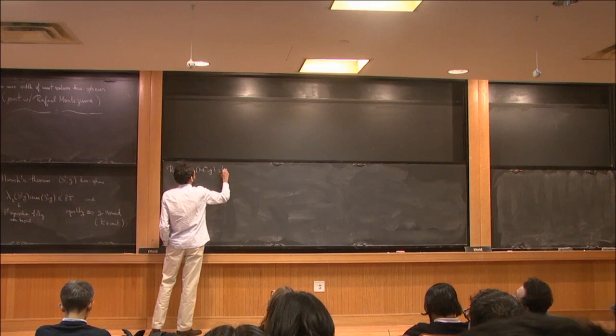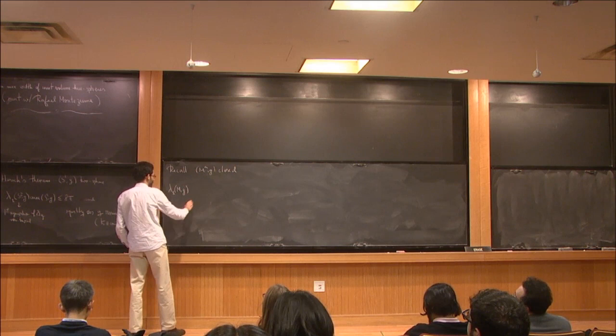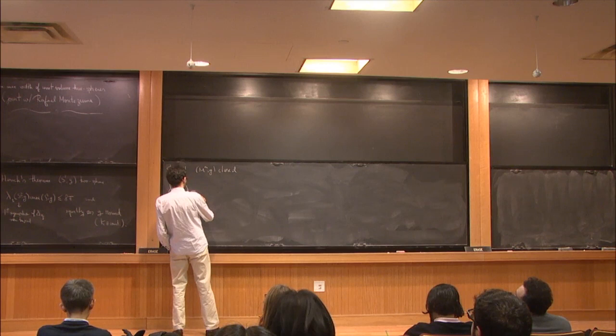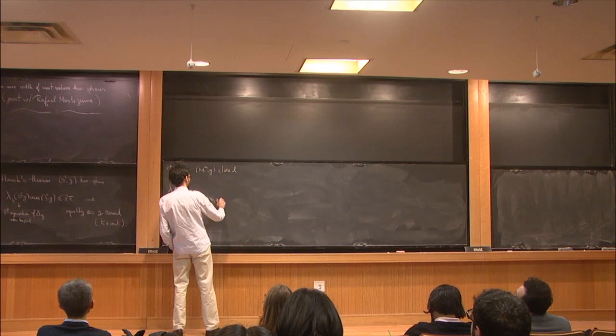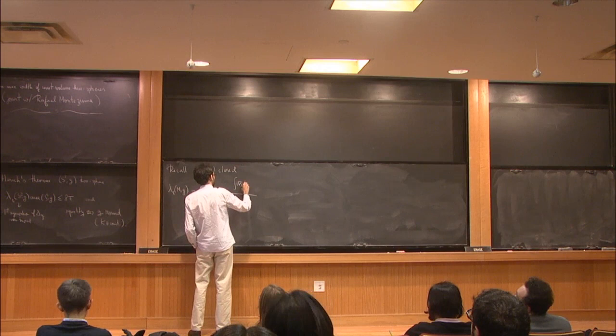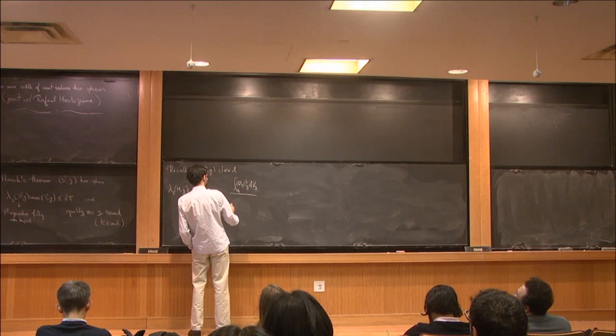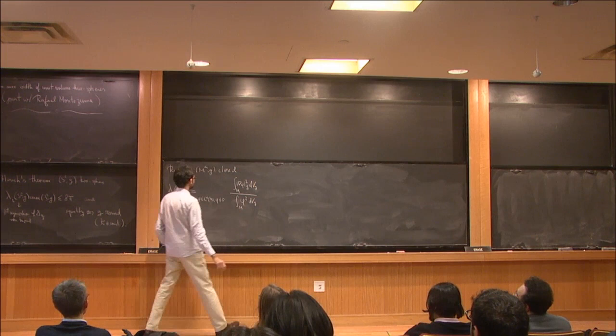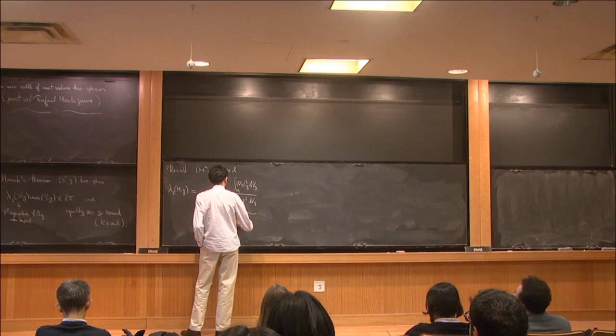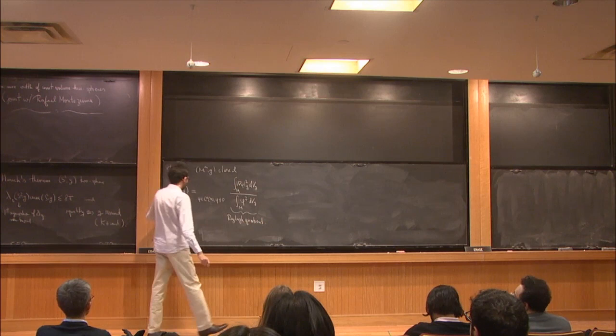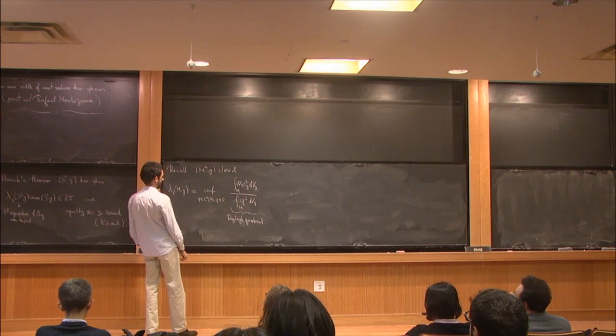the first eigenvalue of the Laplacian has a variational characterization in terms of the Rayleigh quotient. So if we pick a smooth function that's not zero, we can compute the Rayleigh quotient with respect to the metric, which is the Dirichlet energy divided by the L2 norm. So this is the Rayleigh quotient. Then lambda 1 is the infimum of those numbers, taking this infimum over the set of functions with zero average.